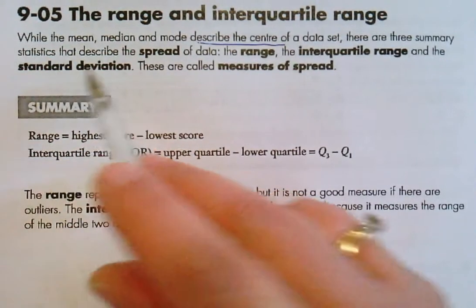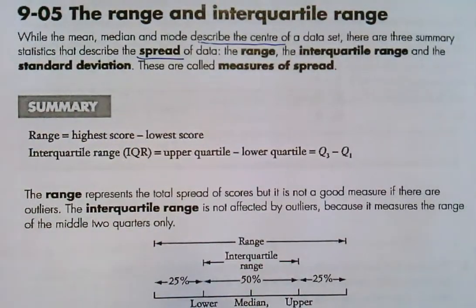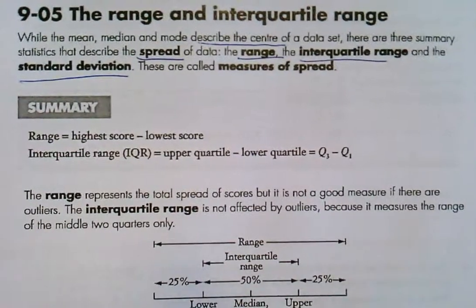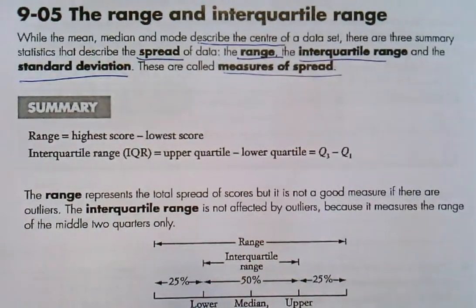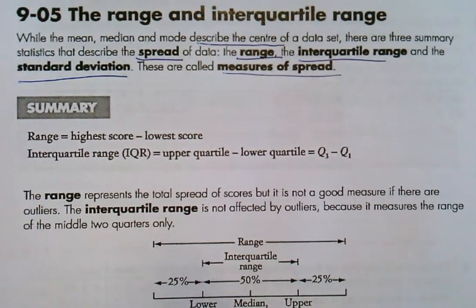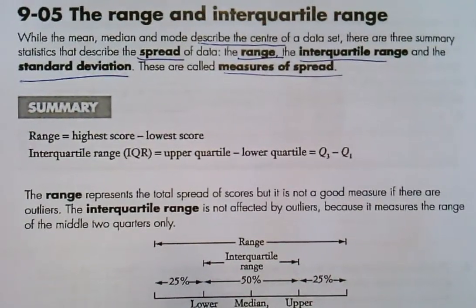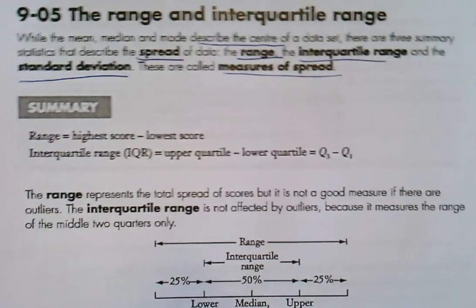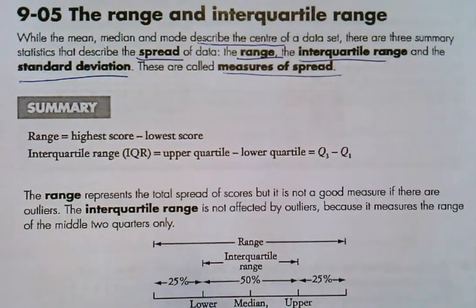There are also three summary statistics that describe the spread of the data, and those are the range, the interquartile range, and the standard deviation. So these are called measures of spread. Okay, so we've got three measures of center, or three measures of location, or three measures of central tendencies. They're the MMM, mean, median, mode. Then we have three measures of spread: range, interquartile range, and standard deviation. Now, range is the simplest, then interquartile range gives you a bit more information, but standard deviation gives you the most information about the spread of the scores, okay?